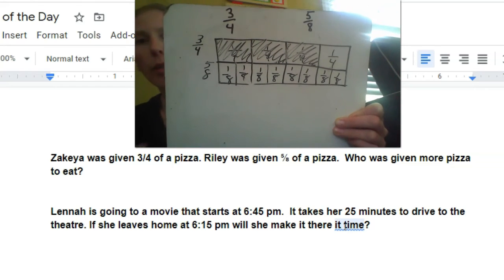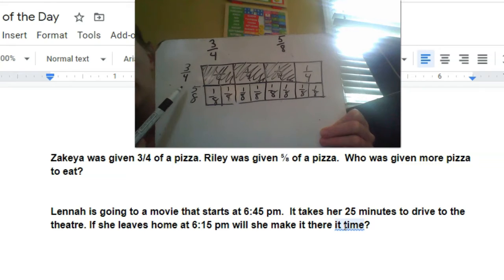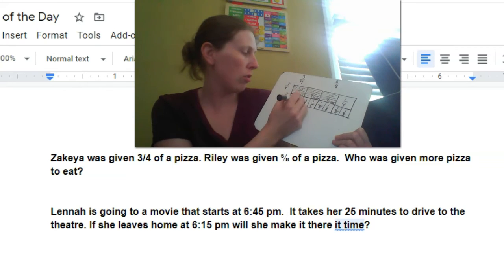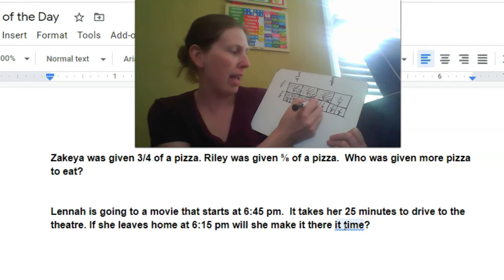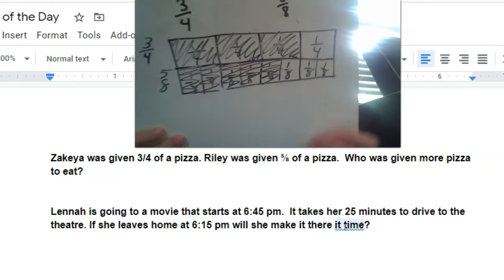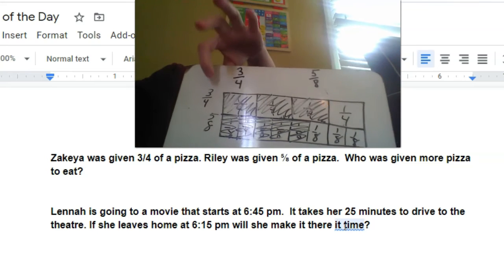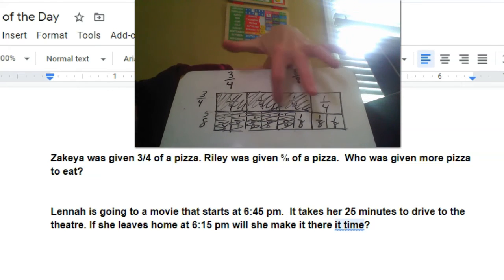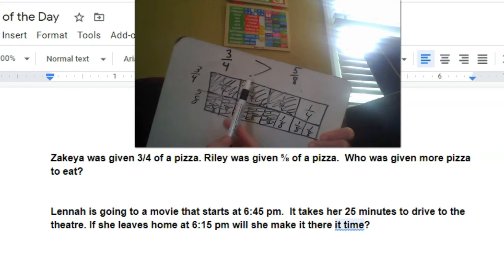Bottom one, I'm going to look at my numerator. What's my numerator? 5. So I'm going to shade in how many parts? 5. 1, 2, 3, 4, and 5. Now let's look and see which one has more shaded in. 3/4 goes from here all the way to here, but yet 5/8 only goes from here to here. So 3/4 is greater than 5/8.